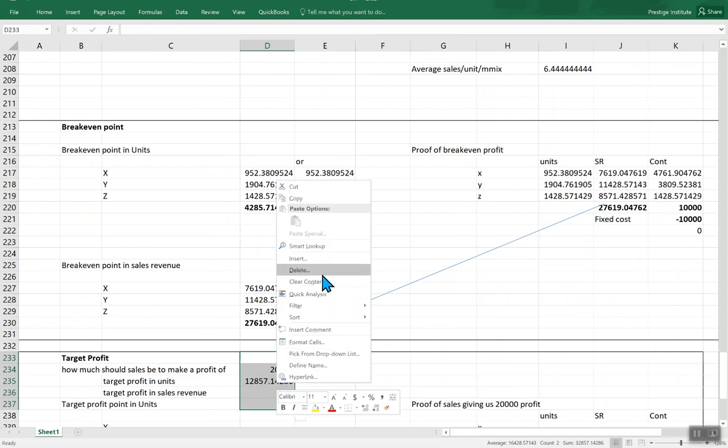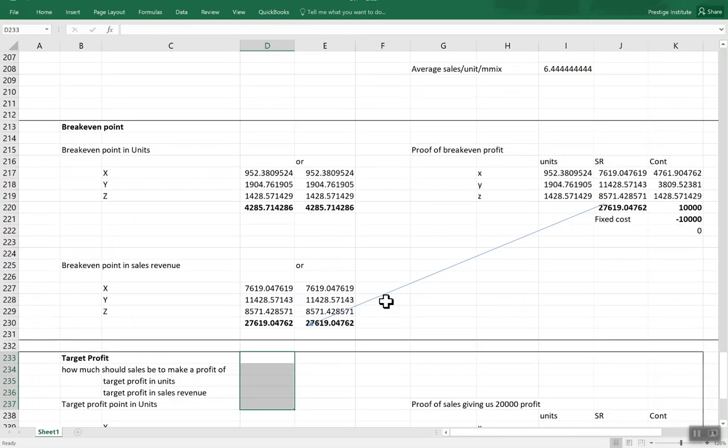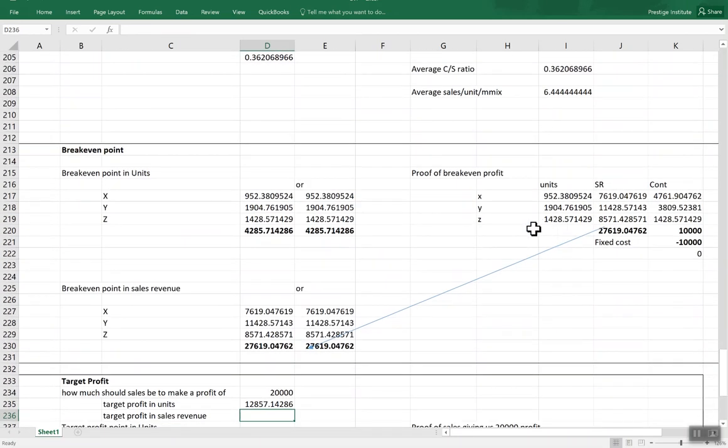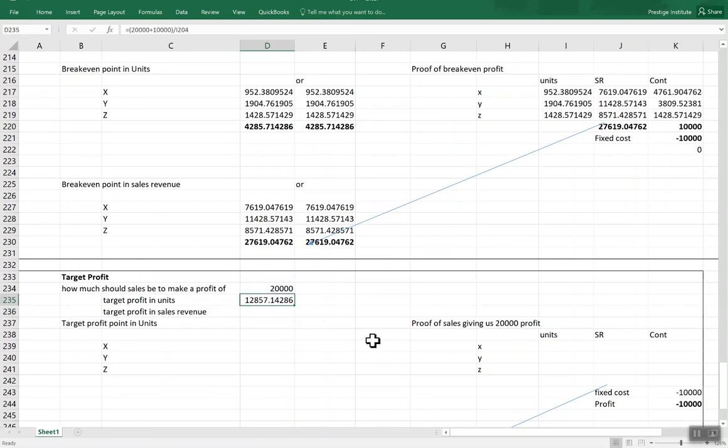Okay, next thing you have is target profit. Let's assume they ask you to find revenue for a certain profit. Let's assume what should be the sales revenue to have 20,000 profit. So just like we previously did, we will find the break-even point in units and break-even point in sales revenue, but here the target profit in units and the target profit in sales revenue. So we have target profit 20,000 plus the fixed cost 10,000 divided by that contribution per unit, which is 2.33. So it gives me 12,857 units to have 20,000 profit.